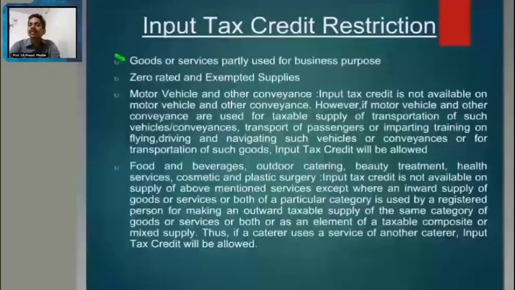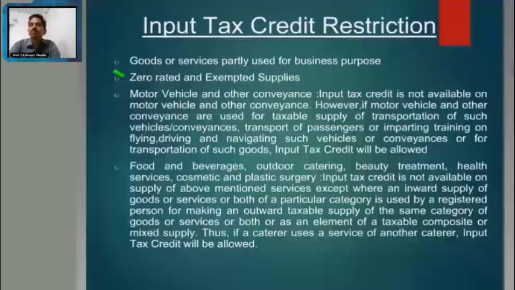But when it is a proportional ITC, so when the goods are supplied partly for business and partly for home consumption, or partly for private consumption. So when the goods are provided partly for home consumption and partly for business, then only the proportionate credit is available to the extent to which the goods and services are used for business.